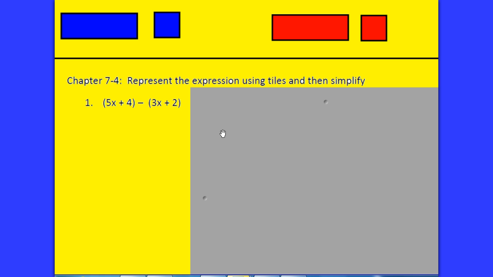All right, so here's the next question we have. We have 5x plus 4 minus 3x plus 2, but you'll notice that we have a parentheses sign now with a minus sign in front of it. Now that creates a whole new problem that I'm going to try to explain.